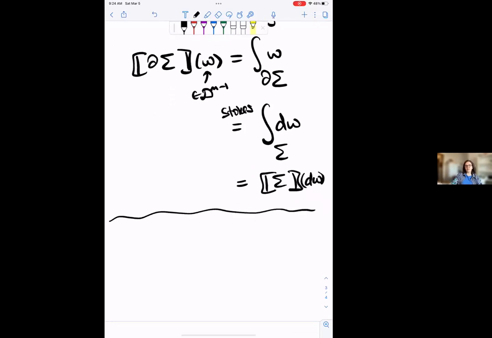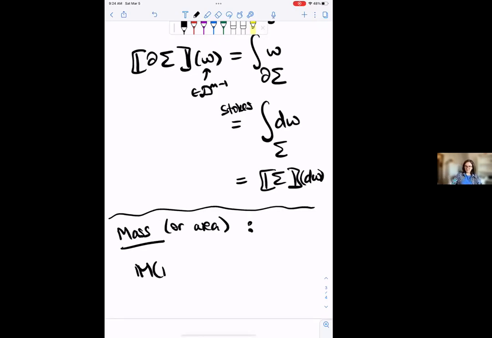And we also have a dual notion of mass or area, which again is defined by duality. This is the supremum over m-forms of comass at most 1. Yeah, so very natural.